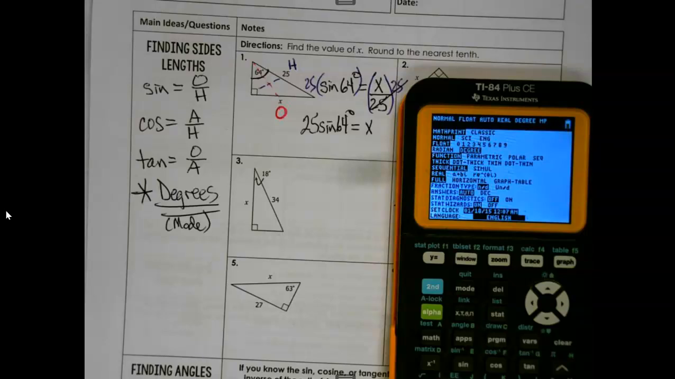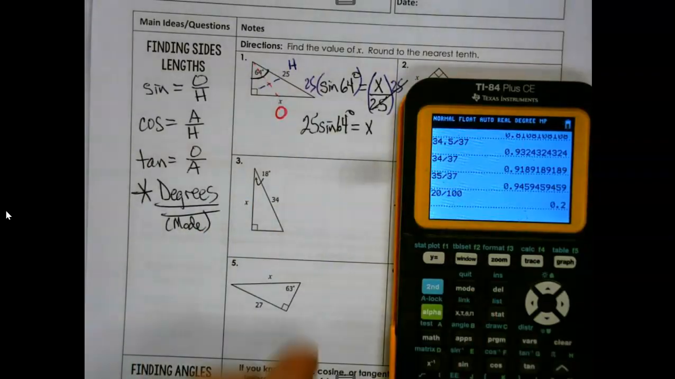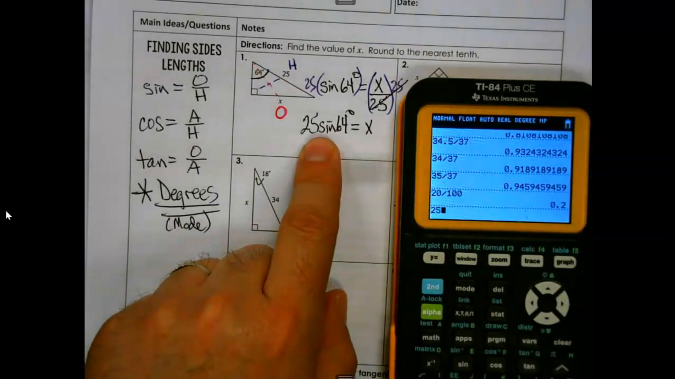We want it to be in degree. If it's in radian, all of our answers are going to be messed up. So, since we're in degree, we're happy. Okay, we can get out of there. We're just going to type this in exactly as we see it.